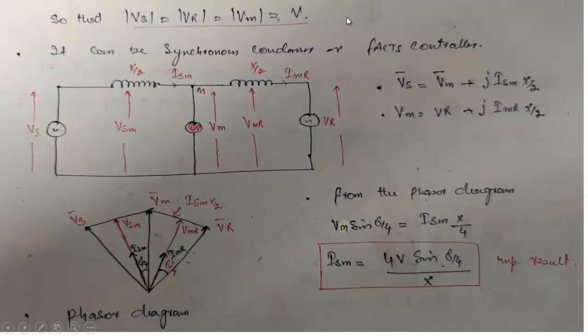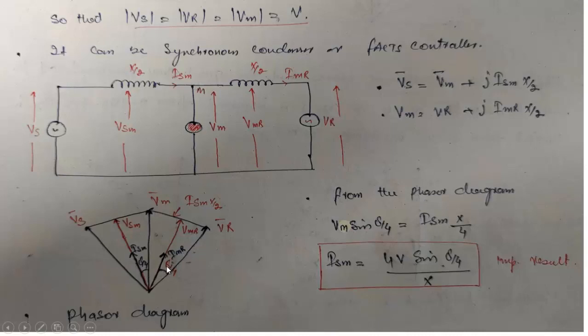When this is the case, usually this compensator can be a synchronous condenser or any FACTS controller. The KVL equations in this loop and in this loop are written like this: Vs is equal to Vm plus j ISM into x by 2. Similarly, Vm is equal to Vr plus j IMR into x by 2. This is the phasor diagram for this system, where Vm, Vs and Vr are the same in magnitude. Definitely they will have a different angle.